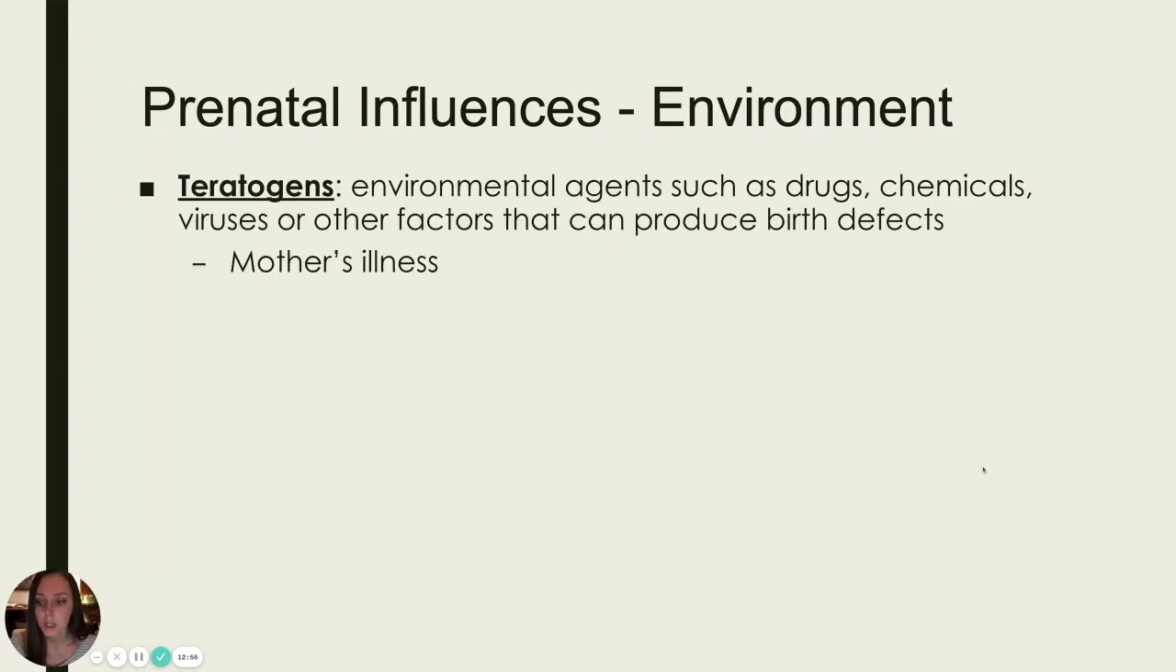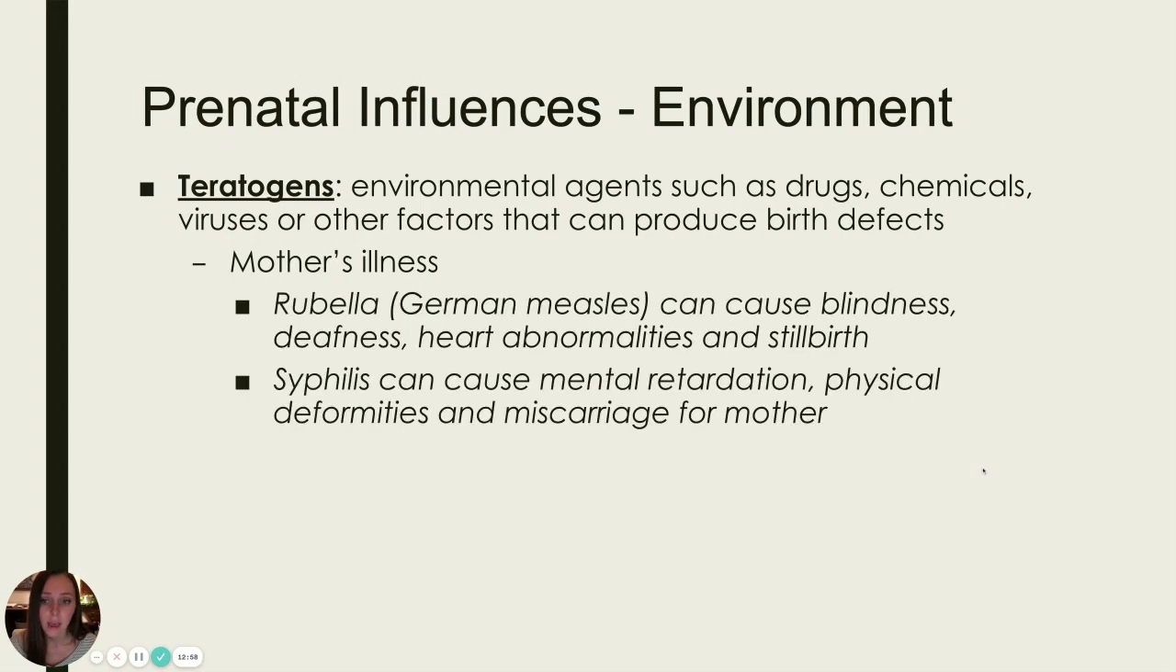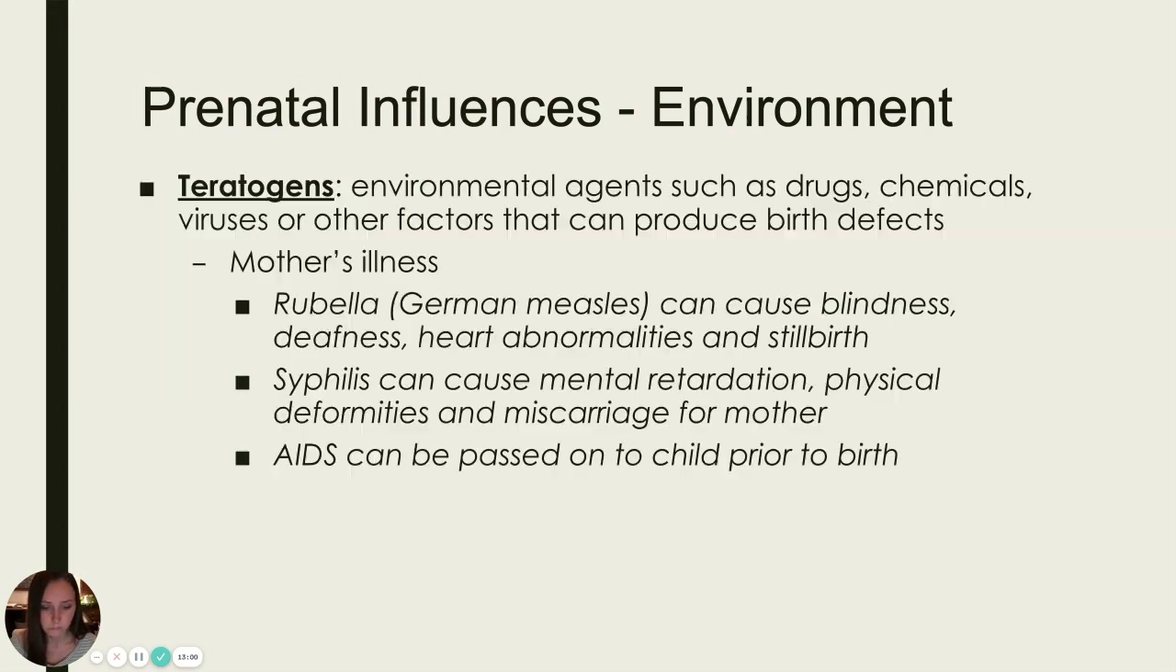Okay, so those were all genetic factors. However, there are also environmental factors. So anything that is like an environmental agent that causes issues, we call that a teratogen. So like I said, drugs, chemicals, viruses, or other factors that can produce birth defects. We have a couple examples.